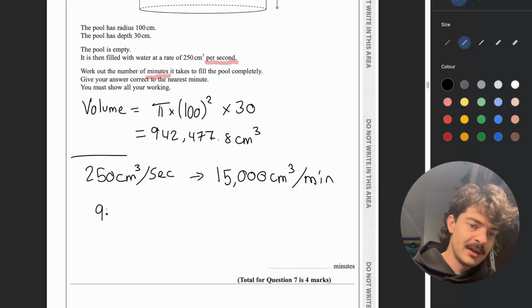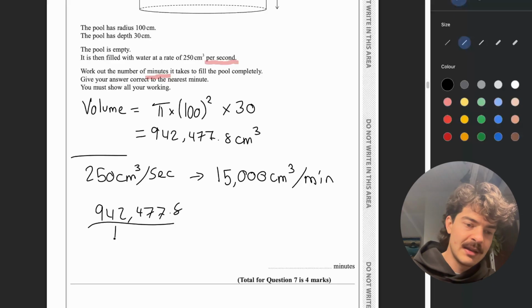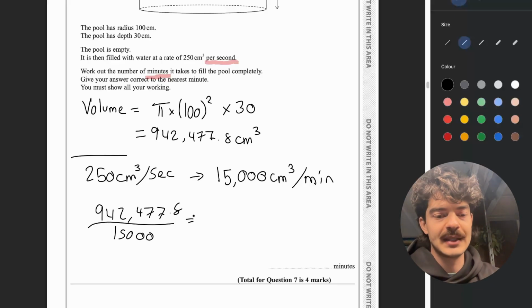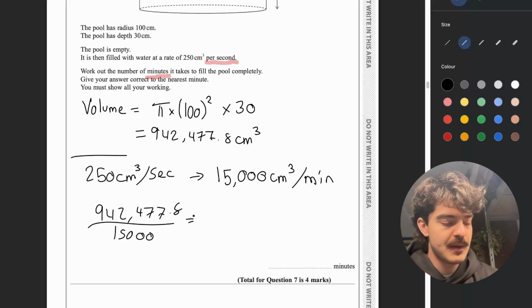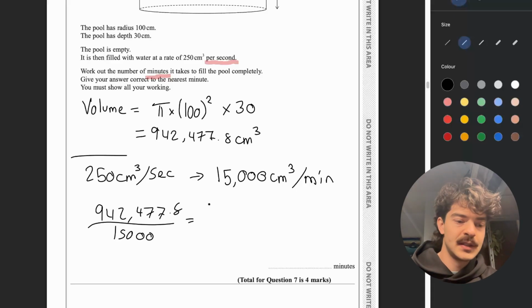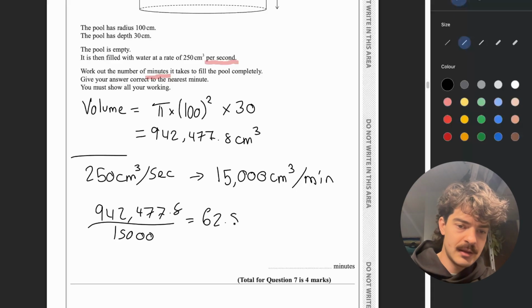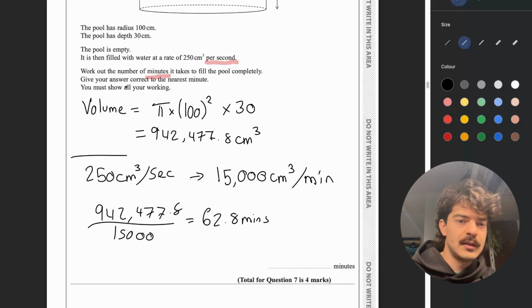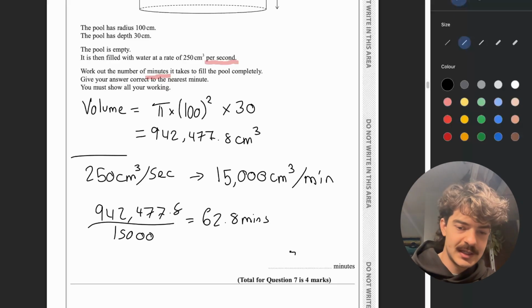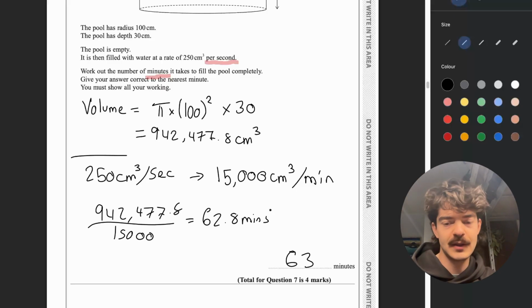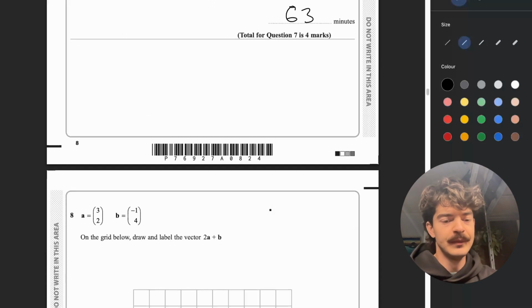So if we do 942,477.8 divided by 15,000, we will get the number of minutes it takes for us to fill up this pool. 942,477.8 over 15,000, giving us 62.8 minutes. And we wanted it correct to the nearest minute, so 63. Nice, good. Careful with the units in that question.